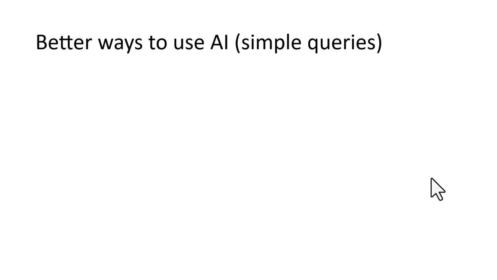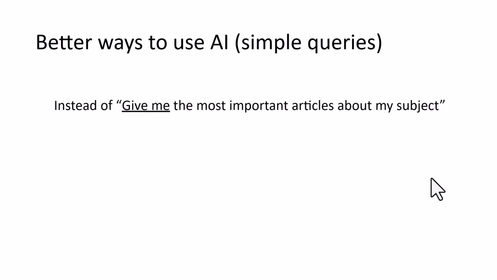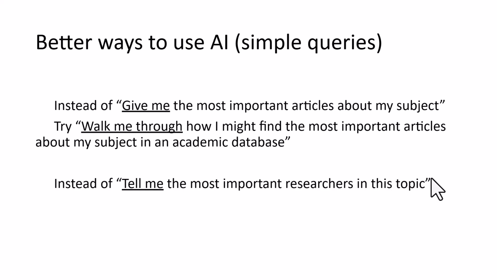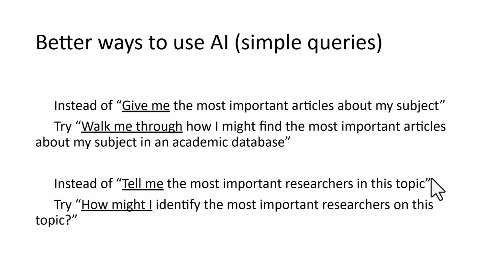How can we do that? There are a few ways to use AI really simply. If you just want to use ChatGPT or something, instead of saying, give me the most important articles about my subject, you could say, walk me through how I might find the most important articles about my subject in an academic database. Because then you're doing the work. You're saying, what search terms might I use? Just give me a little help here. And then you can go to the library databases and look through them using those skills, using those tools that it's given you. But you're still doing the work. You're still finding real results. In the same way, instead of saying, tell me the most important researchers in this topic, you could say, how might I identify the most important researchers on this topic?